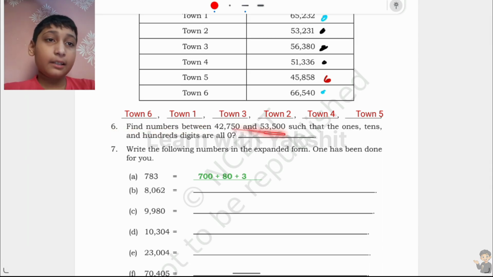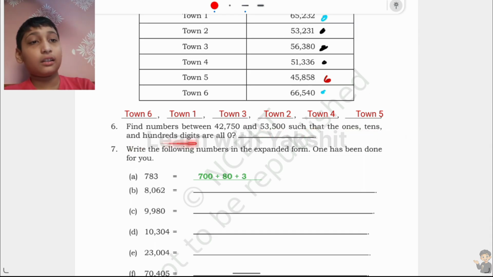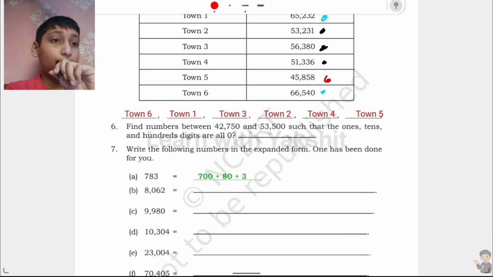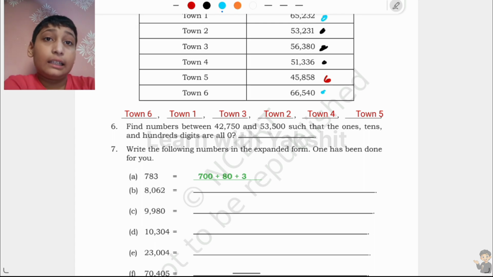Now the next one is: find numbers between 42,750 and 5,053,500 such that the ones, tens, and hundreds digits are all 0. Now the load is not that much. Well, we can do it like this.